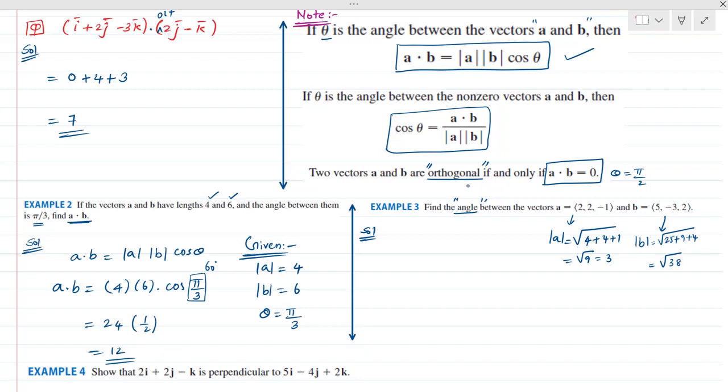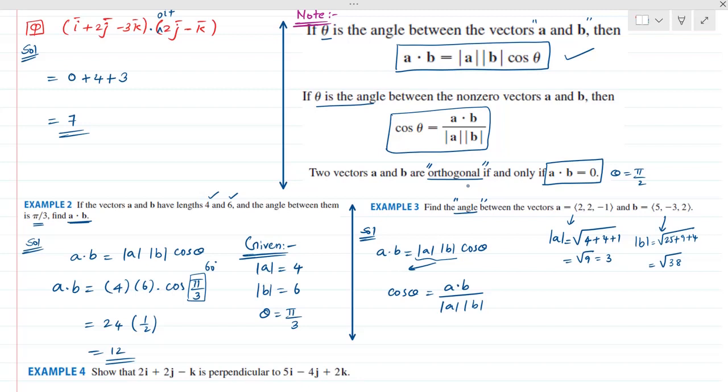Now I write the values here. If you want to calculate the angle, A dot B is equal to the length of A, length of B, cosine theta. I want the cosine theta, so I move this part here. So you will get cosine theta is equal to A dot B over the length of A, length of B.